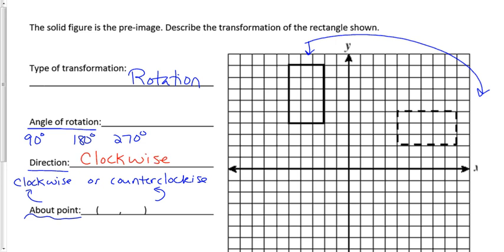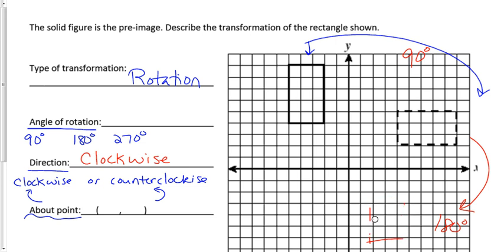So the next question is, how many degrees did we go? Well, basically each quadrant, so to speak, that you move, you're going 90 degrees. So this would be a 90-degree rotation. If our dashed image was down here somewhere, that would be an additional 90, which would be a 180-degree rotation. So this one is simply 90 degrees.